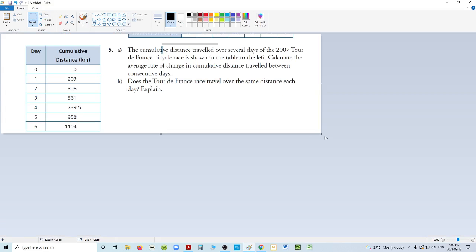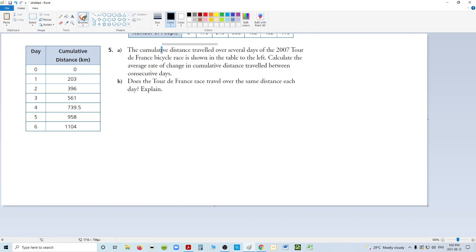It says the cumulative distance traveled over several days of the 2007 Tour de France bicycle race is shown in this table. Calculate the average rate of change in cumulative distance between consecutive days. So they want you to calculate the average rate of change here, and then here, and then here, and then here. Now the nice thing is the delta x is going to be 1 day each time. So you're always dividing by 1, so you can pretty much ignore your delta x and just focus on the change in your delta y.